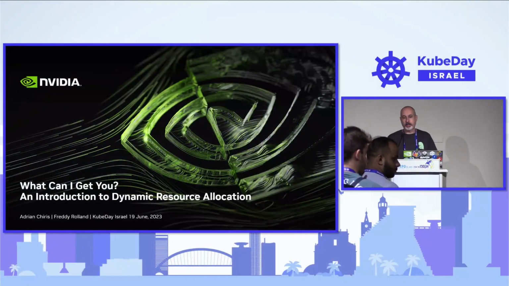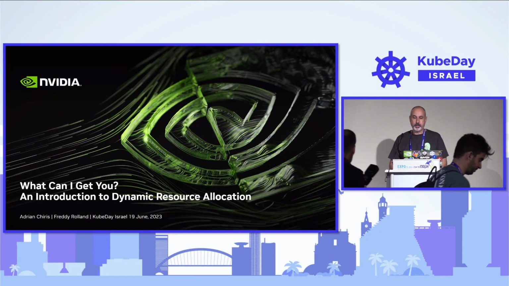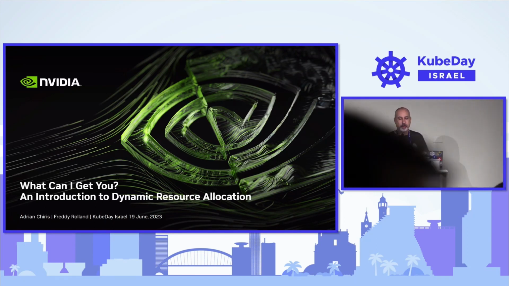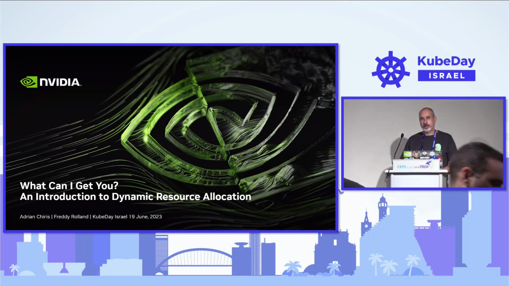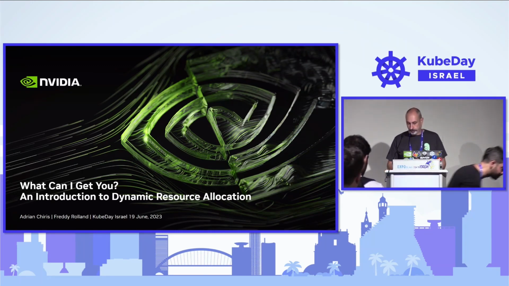We are software engineers at NVIDIA, part of the cloud orchestration team in the networking business unit. Our day-to-day work is to enable networking technologies in Kubernetes. Today we'll talk about Dynamic Resource Allocation, also known as DRA. DRA is a new API for requesting resources in Kubernetes.